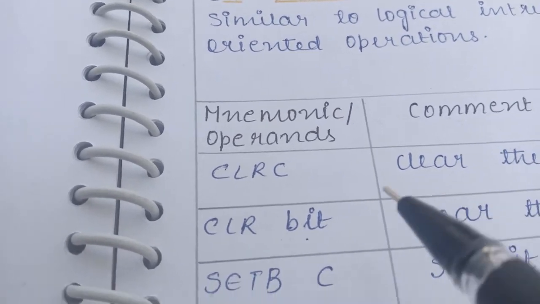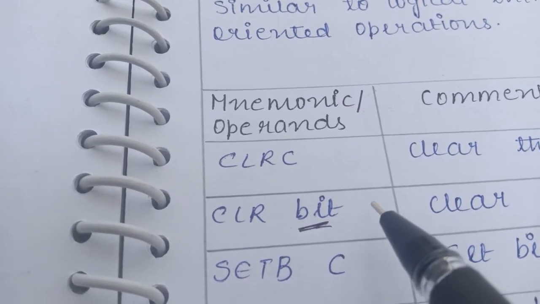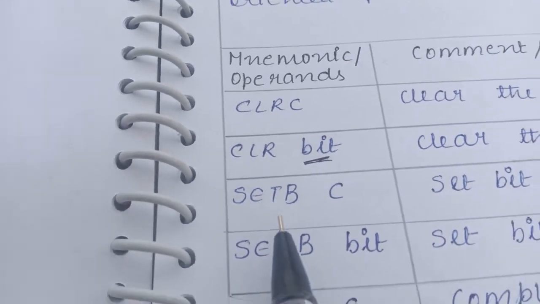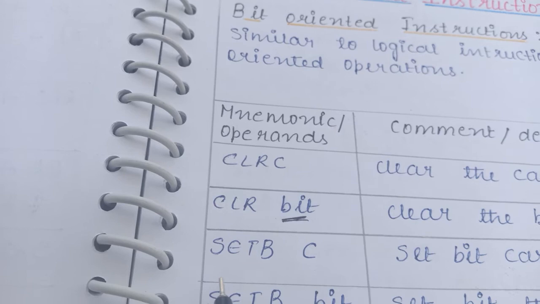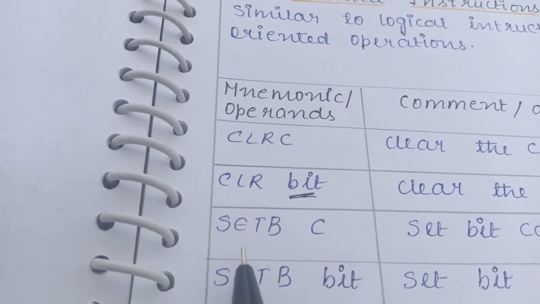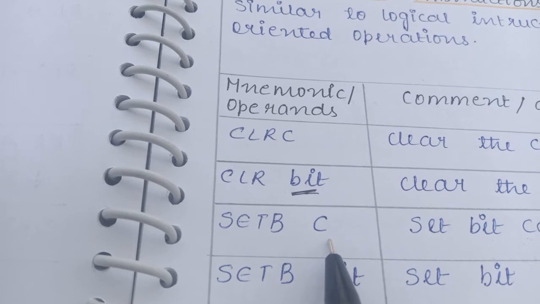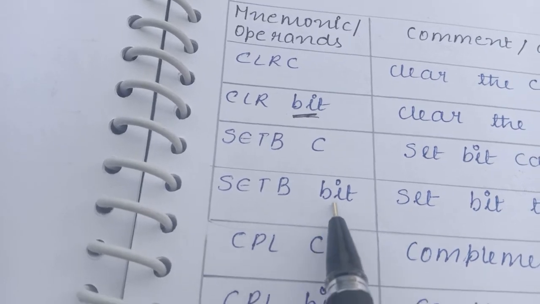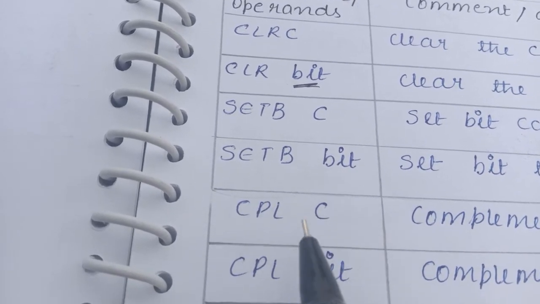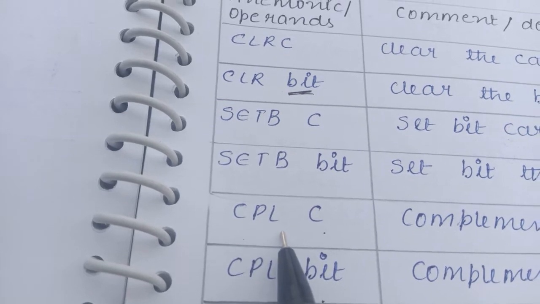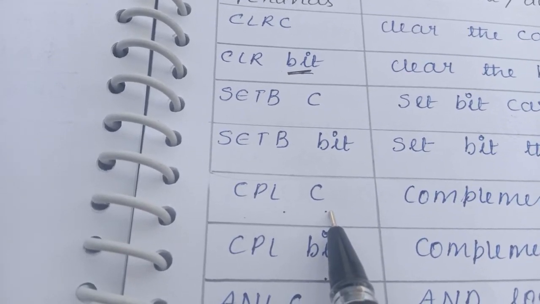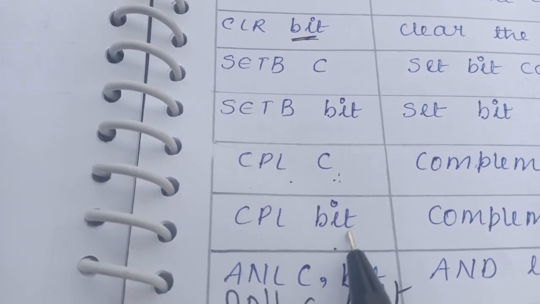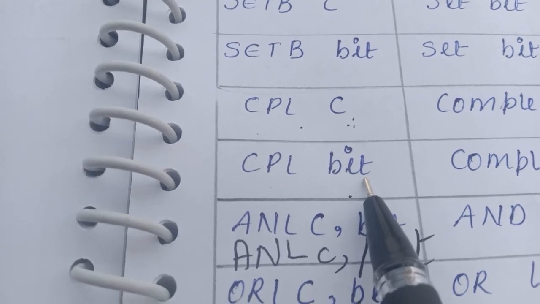CLR bit. In place of bit you will be given the address of a particular bit. So clear the bit whose address is given in the instruction. SETB C: C is the carry status, so set the carry status means make the value of carry status as 1. SETB bit: set the bit means make the given bit as 1. CPL C: CPL stands for complement the carry status. If your carry status is 1, it will become 0. If it is 0, it will become 1. CPL bit: complement the bit whose address is given in the instruction.